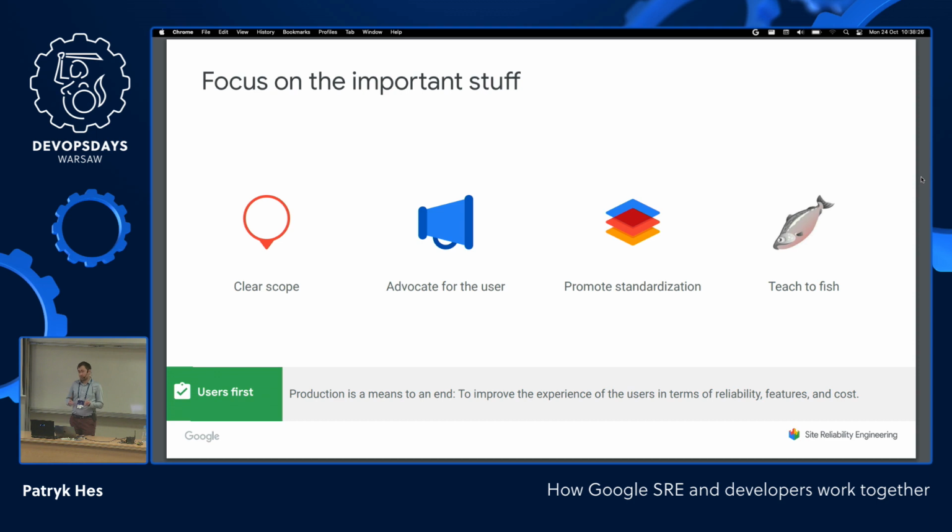The SREs and the devs, everybody who's developing a product, a service, should always advocate for the user. So this is always keeping the user in mind. Caring about production for itself, caring about jobs being up for themselves, it's a nice thing, but it's again means, not a goal, right? So in the end, you should always think about whether what you're investing in improves the service from the user's perspective.